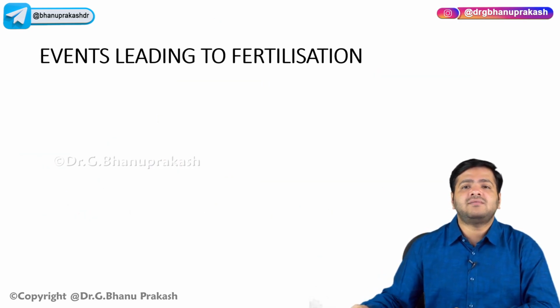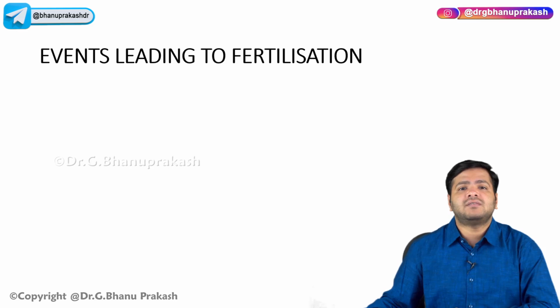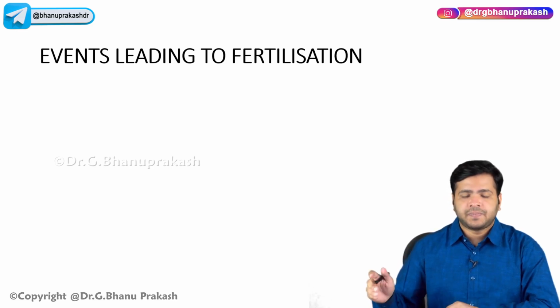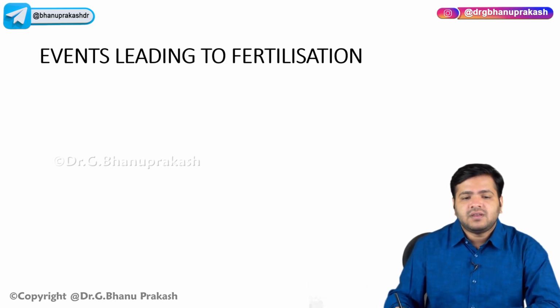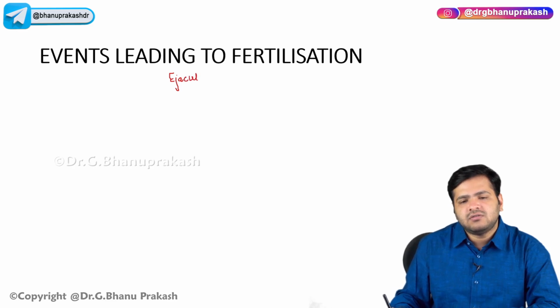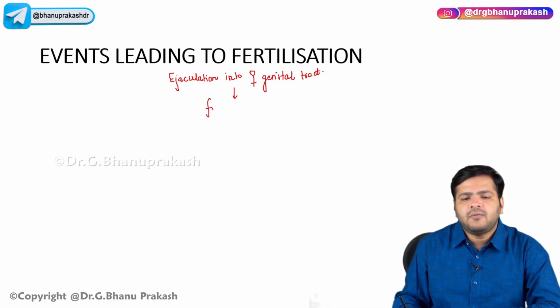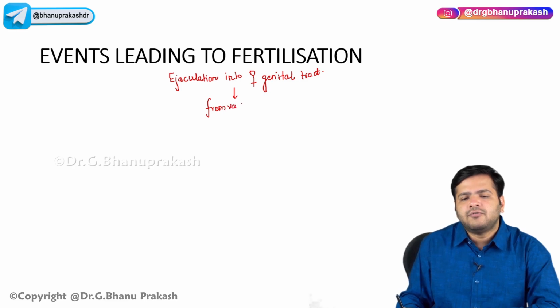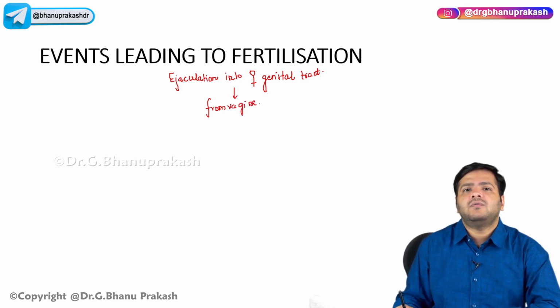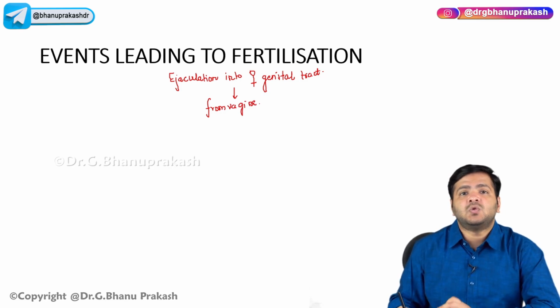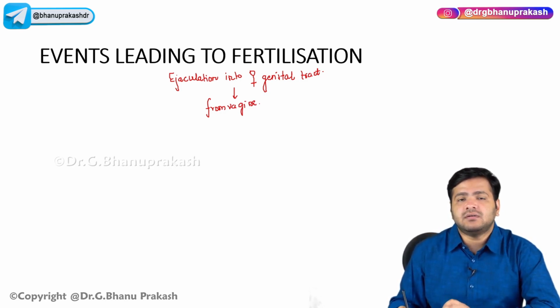Now coming to the next topic, the events leading to fertilization. You already know that there is ejaculation into the female genital tract. Now from the vagina, you already know that around 2 million sperms will enter the cervix.